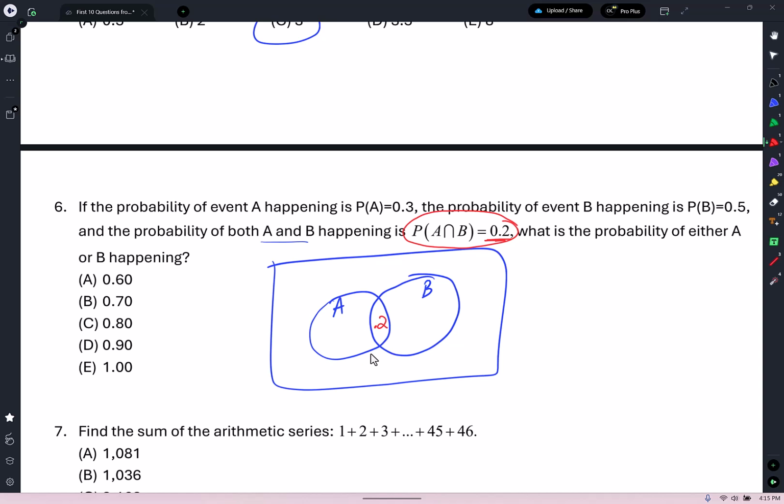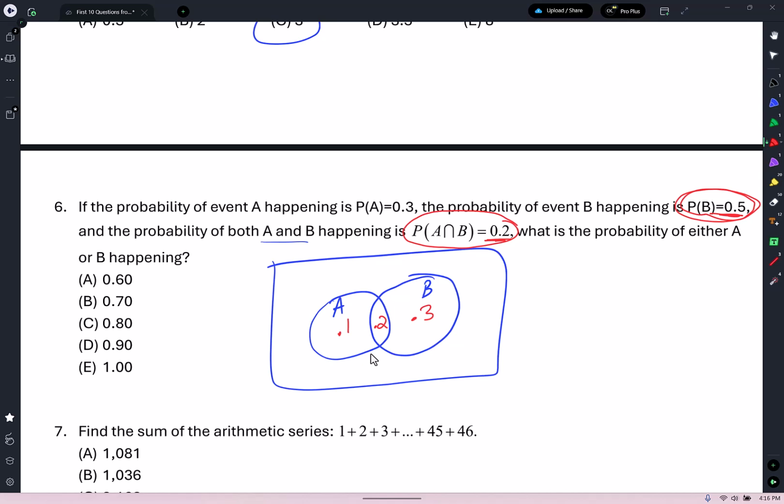Now, they told me the probability of A happening is 0.3. So you see this circle that says A? It better add up to 0.3 total. So if I already used up 0.2, that means that I got 0.1 remaining. So there it is, 0.1. And for B, I already used up 0.2, and it's supposed to add up to 0.5, the probability of B. So this is going to be 0.3. Do you guys see that?